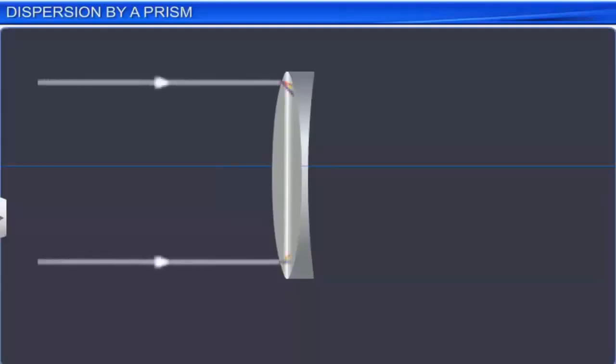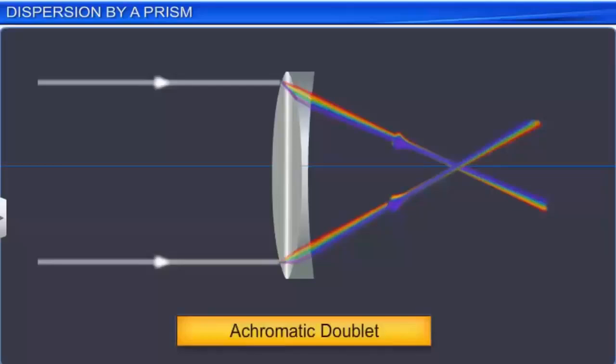It is possible that a suitable combination of convex and concave lenses may be free of chromatic aberration. Such a combination of lenses used to decrease the chromatic aberration is called an achromatic doublet. Usually the two lenses used in the achromatic doublet are made of different materials, like crown glass and flint glass.